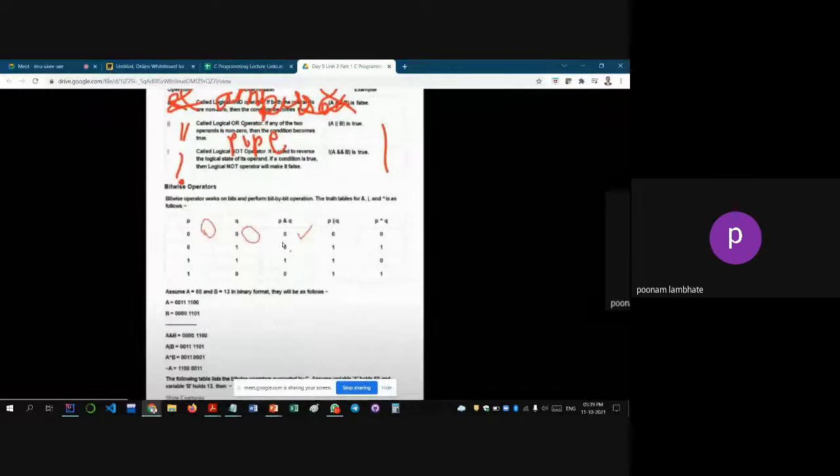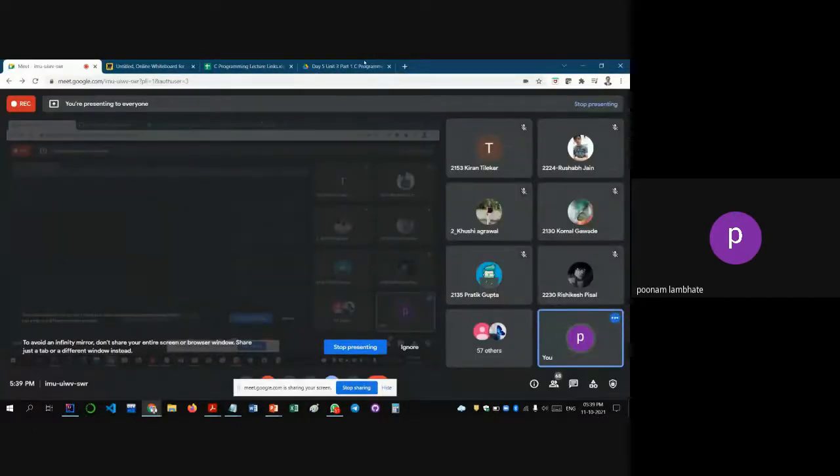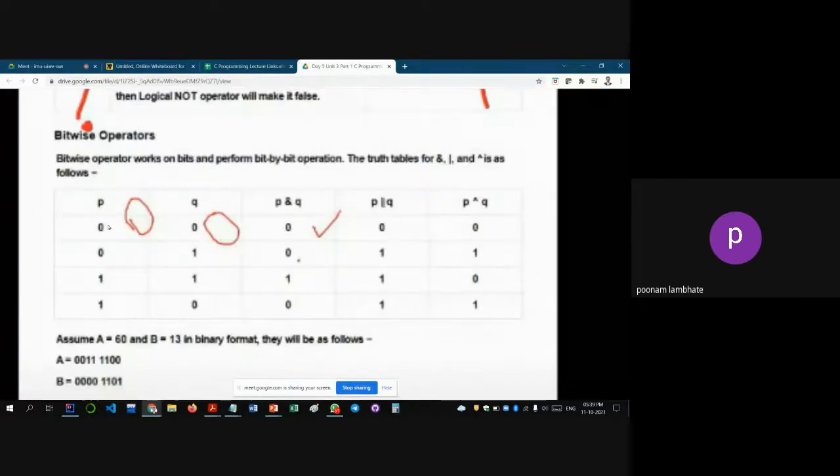Okay, so here I've displayed the truth table of the AND, OR, and XOR operations. If you have 0, 0, so 0 and 0 is 0, 0 or 0 is 0, and 0 XOR 0 is also 0. Here you get the truth table for all the logical operations. If you have 0 and 1, the answer is 0, 0 or 1 is 1, 0 XOR 1 is 1.